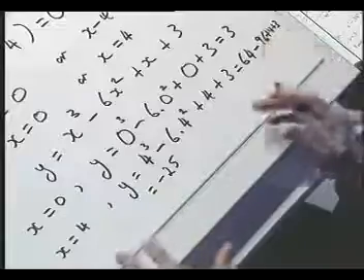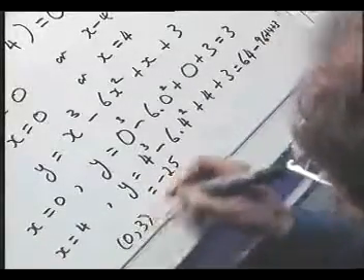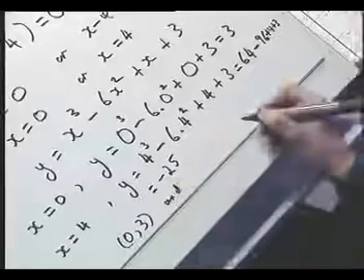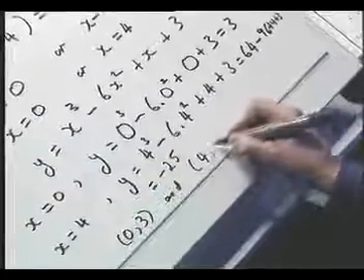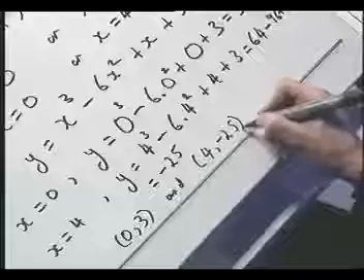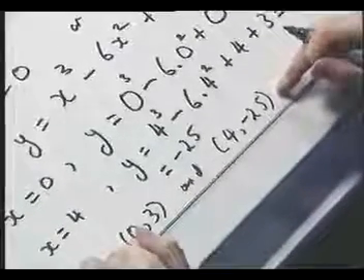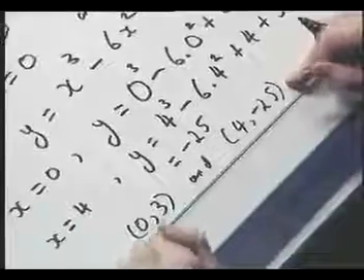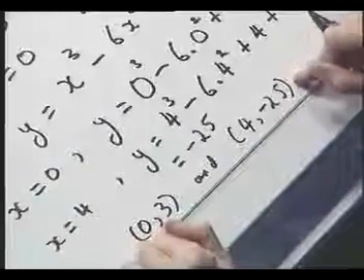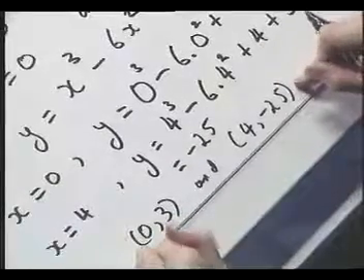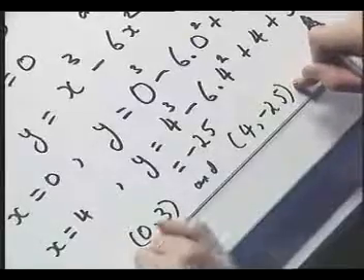So our 2 points are (0, 3) and (4, -25). And those are the 2 points where the gradients of the tangent are equal to 1, and so where the tangents are parallel to the line that we started out with, that's y equals x plus 5.